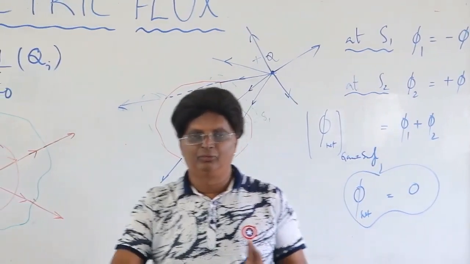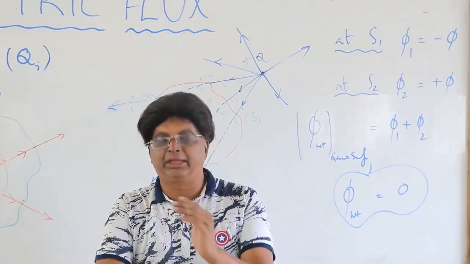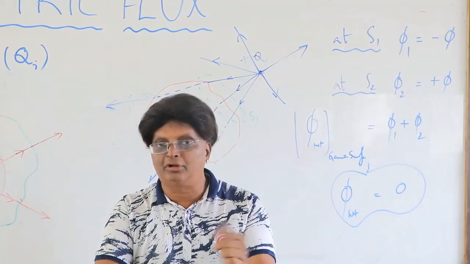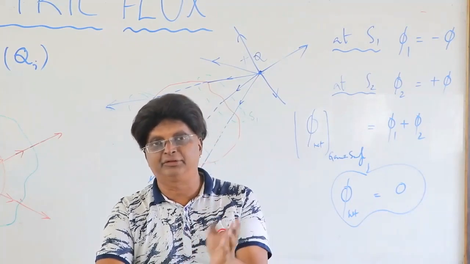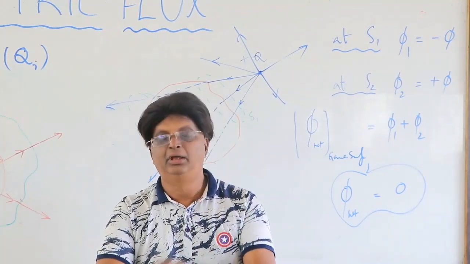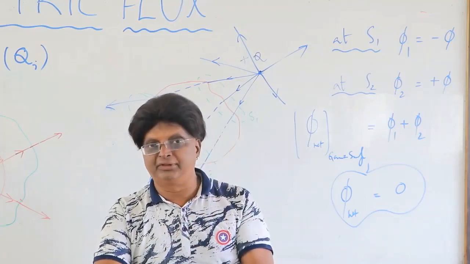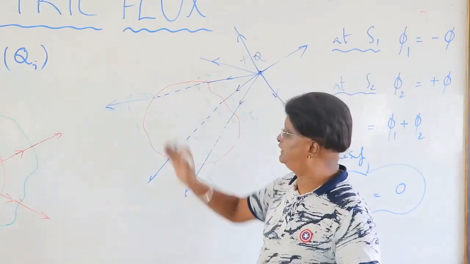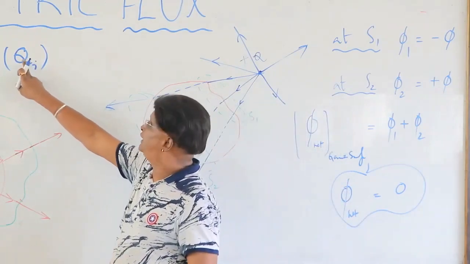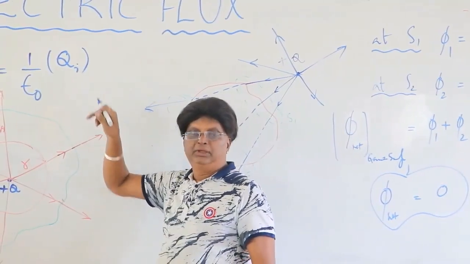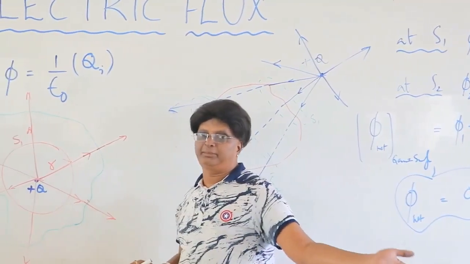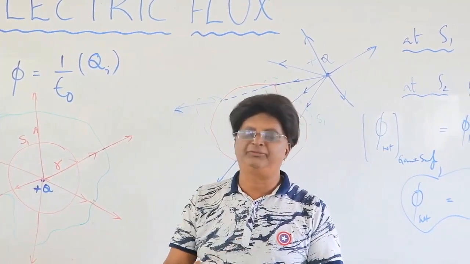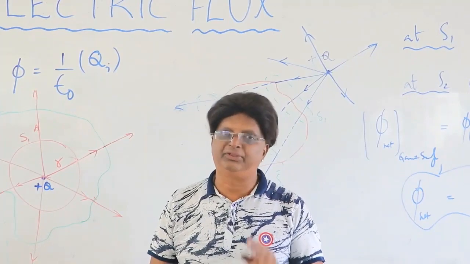Now, what do we observe? If there are charges outside the Gaussian surface, they do not contribute to the net flux linked with that Gaussian surface. That is why in the definition or statement we have studied, we took only Q enclosed. It does not mean that no outside charges are present. Outside charges may be present, but they have no effect whatsoever on the flux linked with that Gaussian surface.